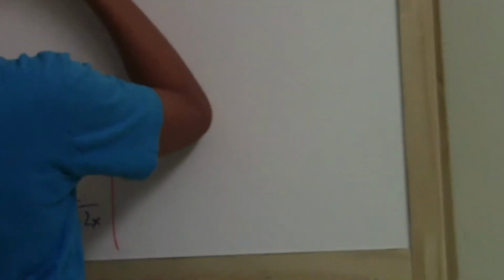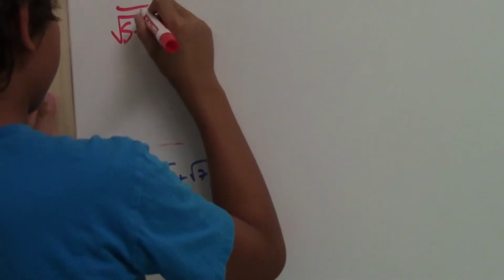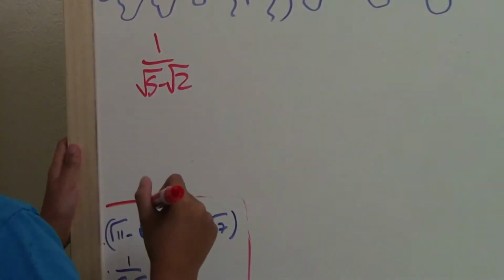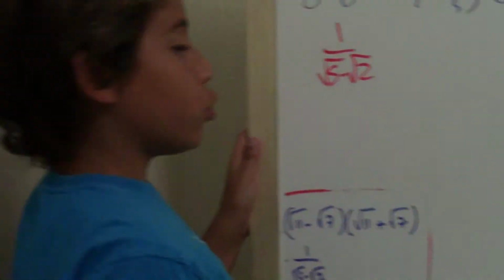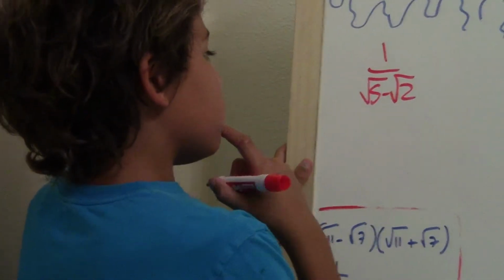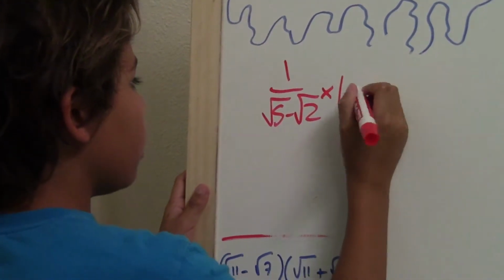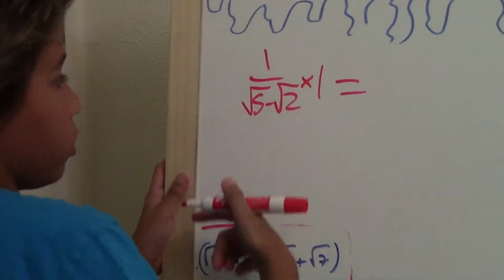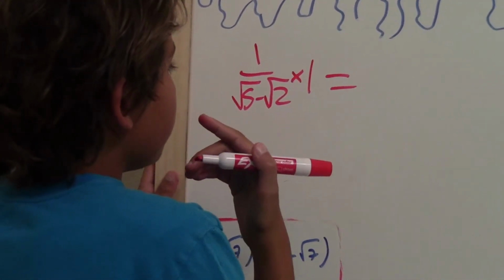Okay, so now it's 1 over the square root of 5 minus the square root of 2. We're trying to make sure that the denominator does not have any square roots. Well, how can we do this? Oh, we can multiply by 1. If it were an equation, we could use the reciprocal, but it's not an equation. We can multiply by 1.